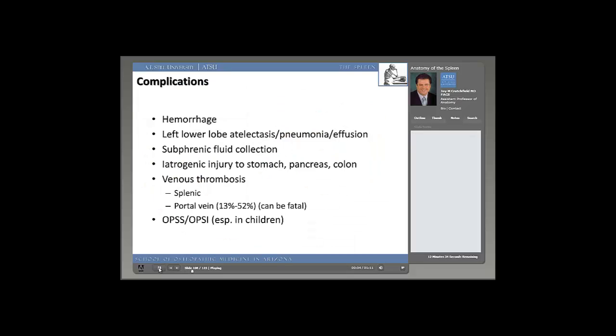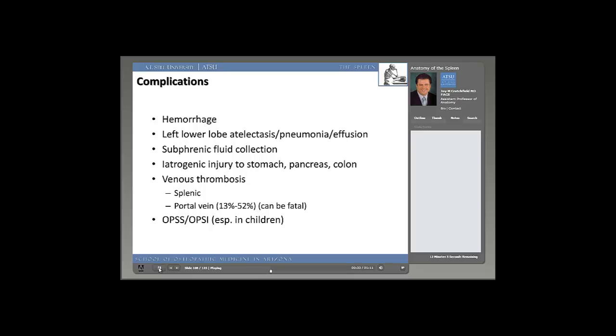Most notably, patients can get pneumonia of the left lower lobe of their lung, effusion, or even just simple atelectasis, which can lead to pneumonia. Sometimes they get a subphrenic fluid collection or abscess. There can also be inadvertent damage to the stomach and the colon, or even the pancreas. If the surgeon doesn't understand the anatomy and clamps the splenic hilum too proximal to the pancreas, a pancreatic fistula can result.